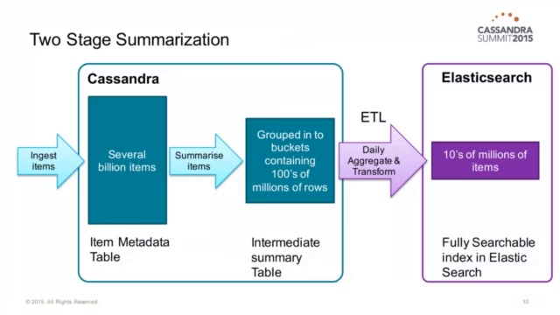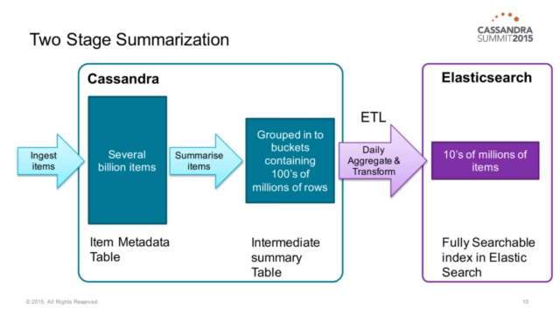Just by virtue of its schema, when an item is inserted in this intermediate summary table, it gets grouped into a specific bucket. So the items belonging to the same bucket are grouped together. Then we have our daily transformation process that walks through all the items in the intermediate summary table. It does some more aggregation, it does some transformations, and then it pushes this further aggregated, transformed data to Elasticsearch in an index.